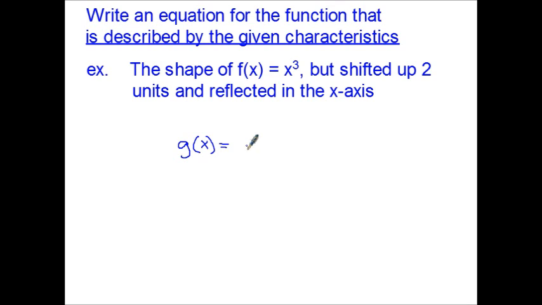So anyway, I want something that's x to the third, but shifted up 2 and reflected in the x. Well, if I'm going to reflect this guy in the x, it's flipping it over, so I need to put a negative in front of the characteristic thing that makes it the function, so that's going to be our x to the third. I could just write the x to the third here because there's no horizontal shift, so I didn't need to make a quantity. And then shifted up 2 just makes me put a plus 2 right there. And basically it's as simple as that.